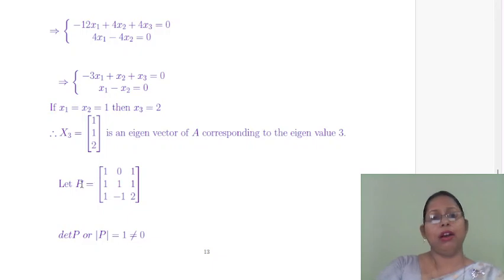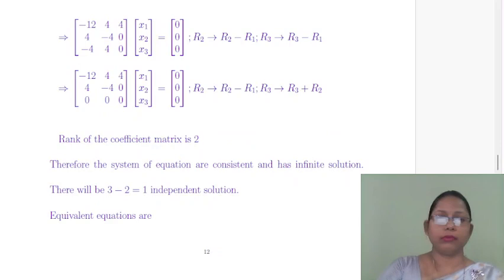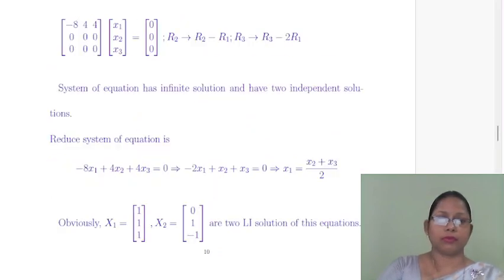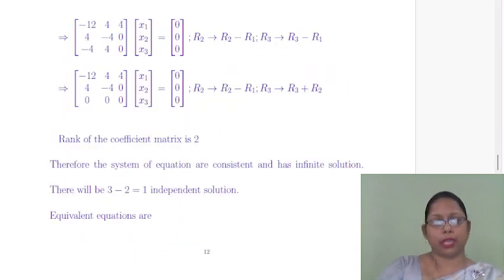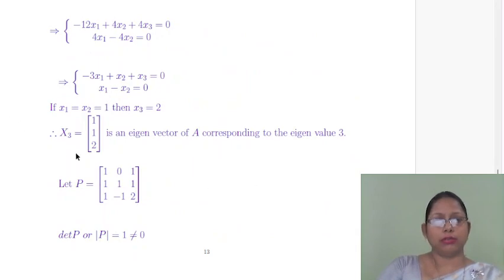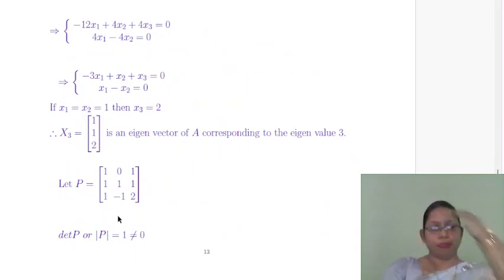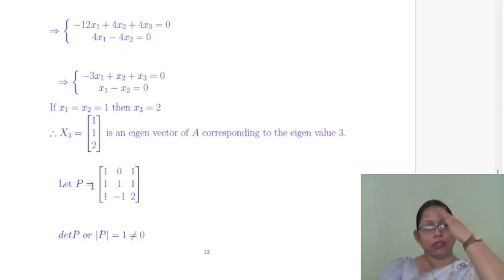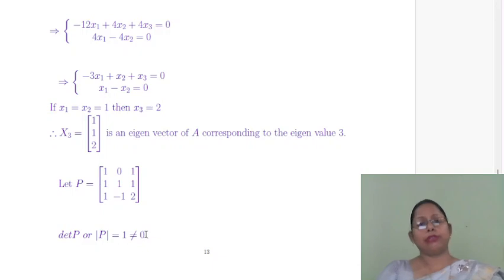Next, we consider a matrix P whose columns are the eigenvectors of A. That is, first column is this vector, second column is this vector, and the third column is this one, linearly independent eigenvectors of A. If you find the determinant of P, you will get it is 1 and not equal to 0. That means P is invertible.